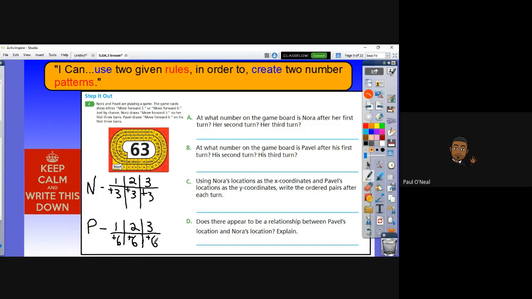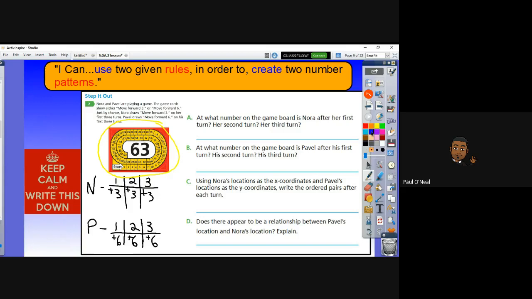Now we're going to work on solving this using this game board here, okay? All right, so A, it says, at what number on the game board is Nora after her first turn? So what does that mean? What number space? Where is Nora after her first turn, her second turn, her third turn? Okay, so let's think about it. I'm going to use blue for her. Okay, and of course, with any game, you have to start at start.